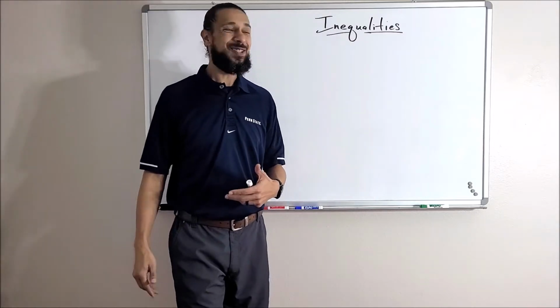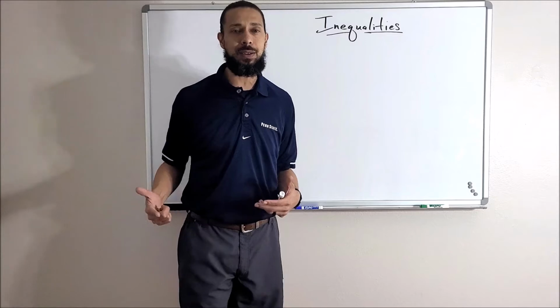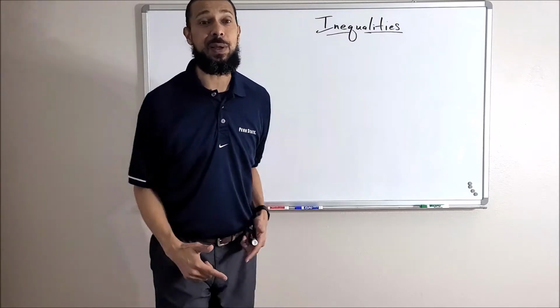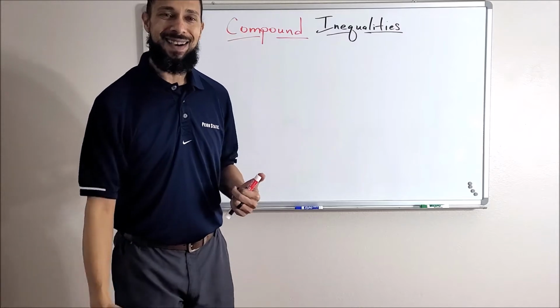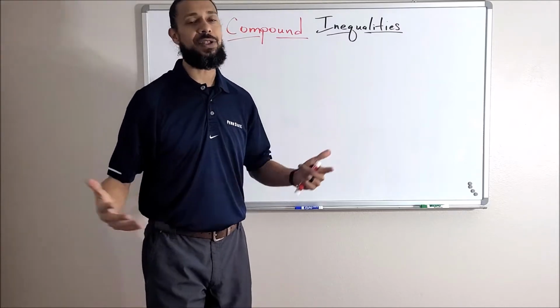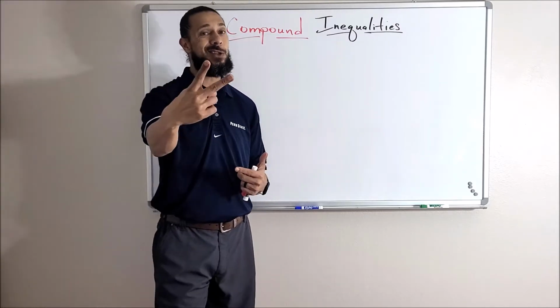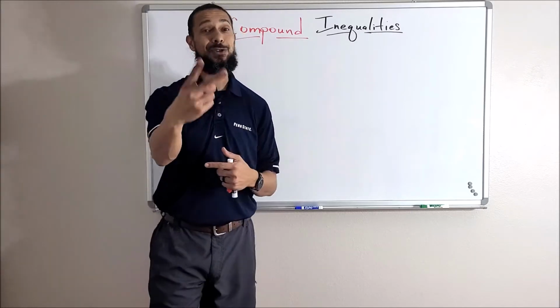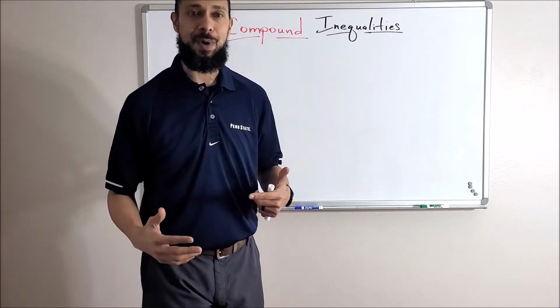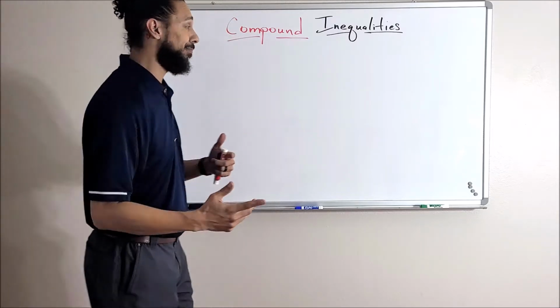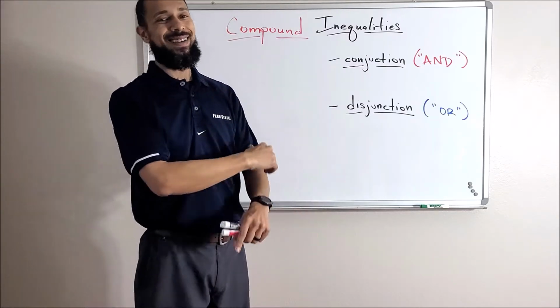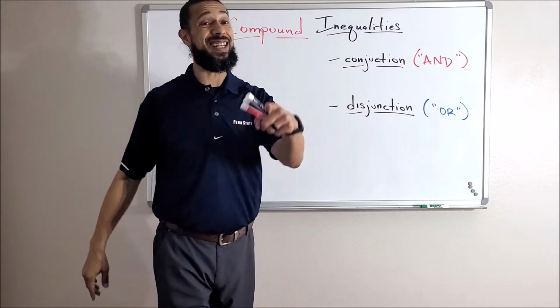So we've talked about inequalities before, but we haven't talked about compound inequalities. Compound inequalities is just fancy math talk for, you guessed it, two inequalities at one time. There are two different types of compound inequalities: conjunctions and disjunctions.